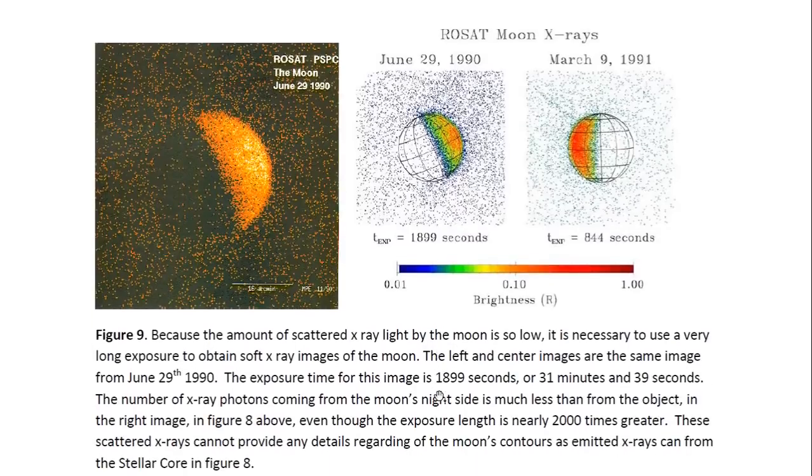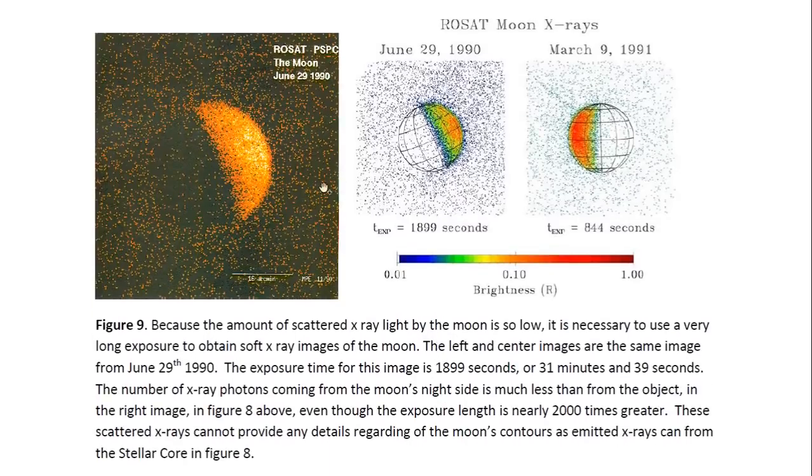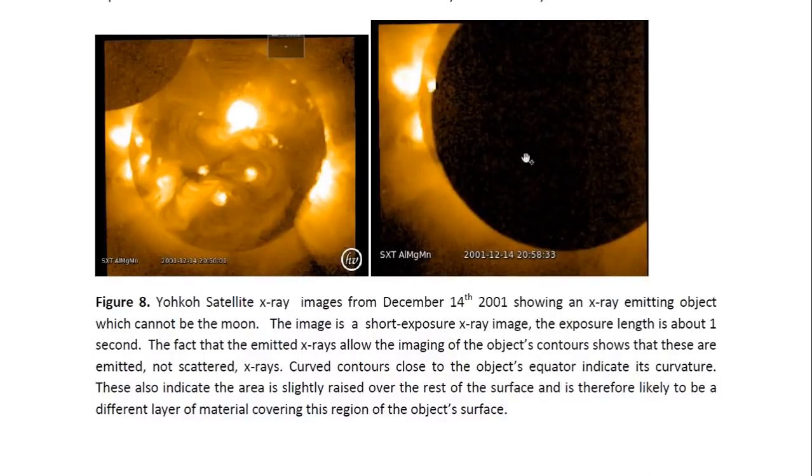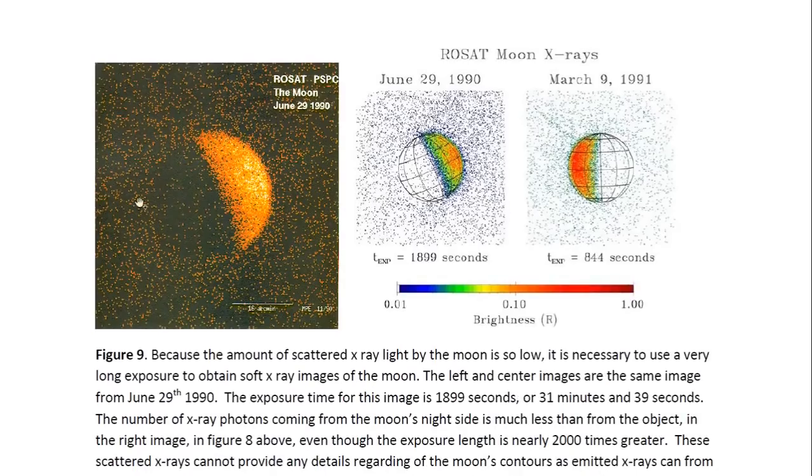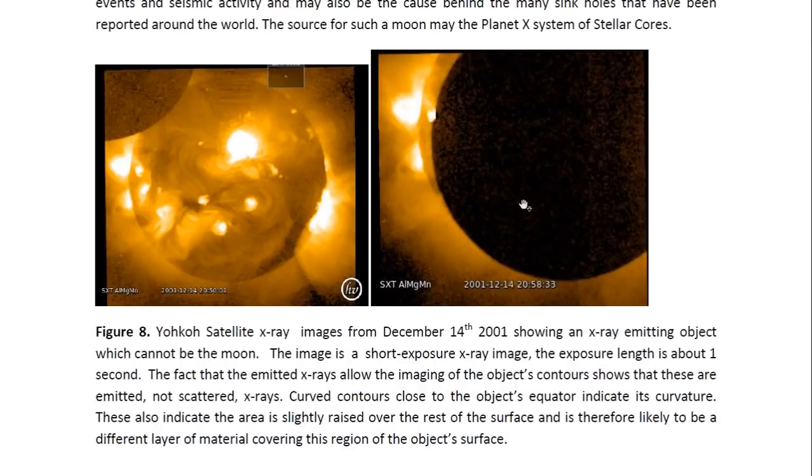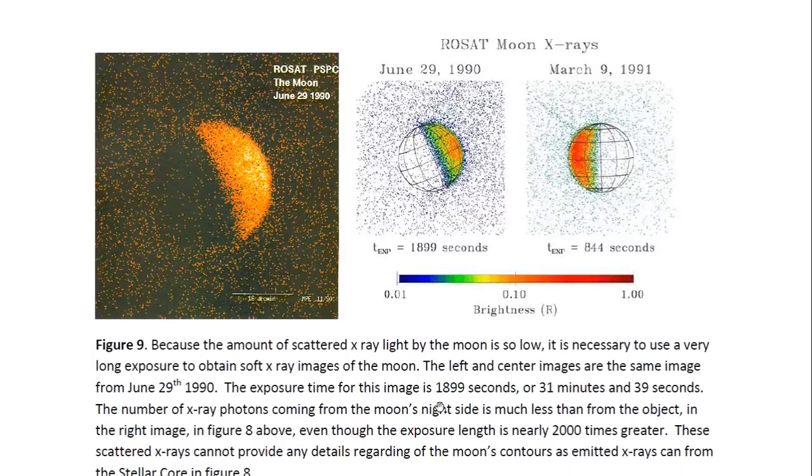Now, the way, of course, that we can see that this cannot be the moon is we actually have an image of the moon, and this is the night side. Of course, what we see here would be the night side of this object as well, since the sun is behind it. So we'd have to compare it with the night side of the moon. But this image from the moon, which captured the scattered X-rays that the moon does manage to scatter, has an exposure time which is about 2,000 times greater than the exposure time of this image, because this is 1,899 second exposure, or 31 minutes and 39 seconds.